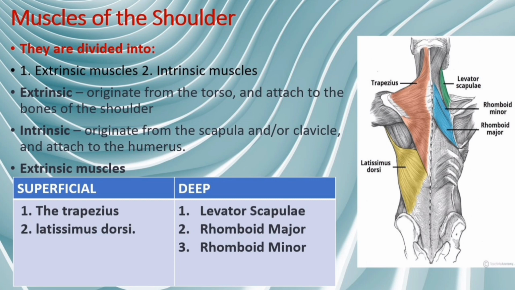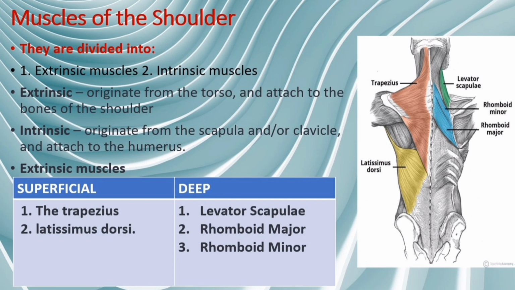Muscles of the shoulder region. The muscles of the shoulder are associated with movements of the upper limb. They produce the characteristic shape of the shoulder, and can be divided into two groups. Extrinsic, originate from the torso, and attach to the bones of the shoulder: clavicle, scapula or humerus. Intrinsic, originate from the scapula and/or clavicle, and attach to the humerus.